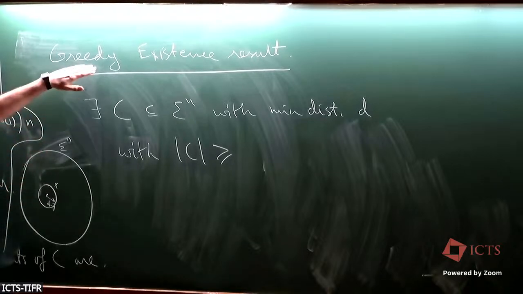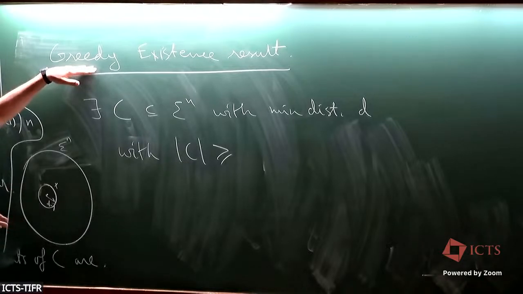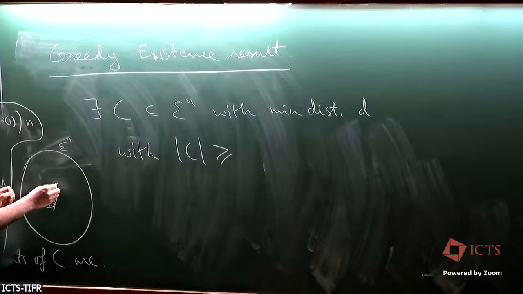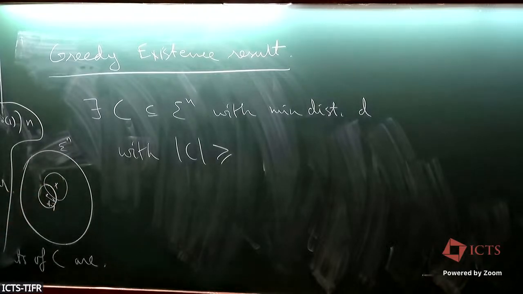So by greedy is even too strong a word. I mean, there's nothing I'm optimizing. I'm not looking for a point with something better, with something good. I just take any point which is still allowed and put it in. And then it has a ball of radius d minus 1 around it too. And it also eliminates all these points from being in the code.